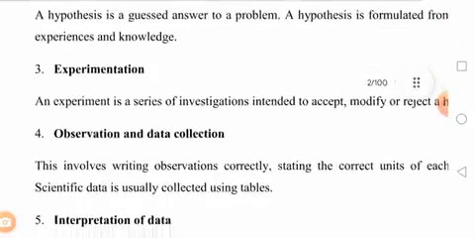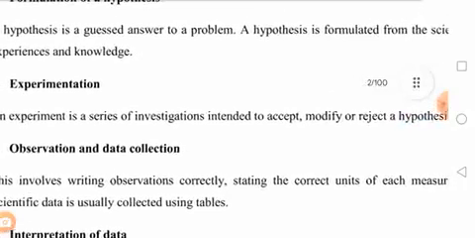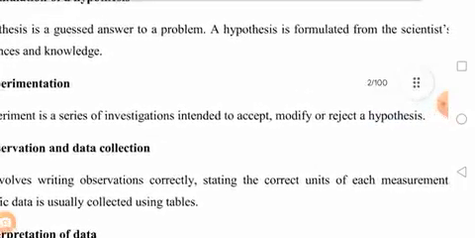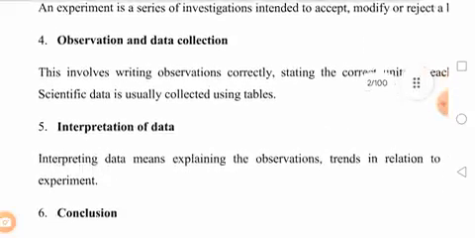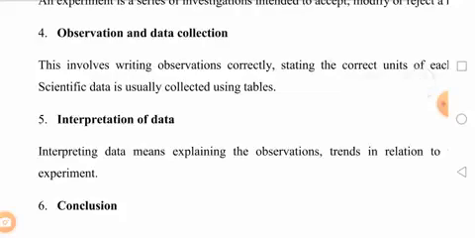From there, experimentation. Experimentation is a series of investigations intended to accept, modify or reject a hypothesis. So the hypothesis that you have come up with, that guessed answer, can either be accepted or be rejected. In science, whether your hypothesis has been accepted or rejected does not matter, based on how you support your observation.